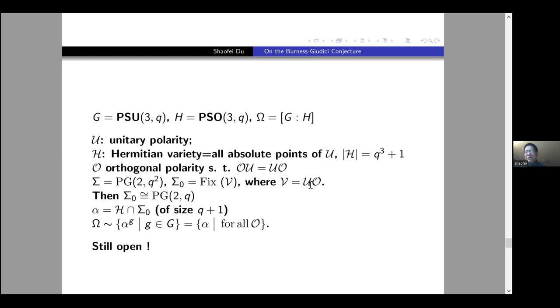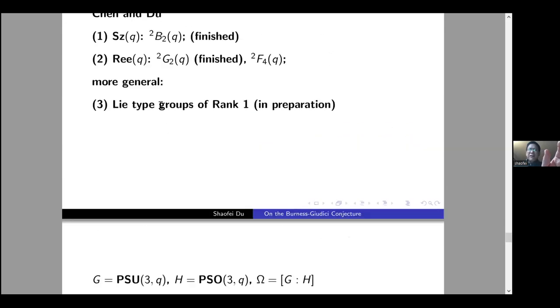You see that we have OU and UO. Then we can check sigma zero as the projective geometry over F_q. You take alpha as the intersection of H with sigma zero. This is a neighbor, this omega. Okay, omega can be identified with this number. Still, we cannot fix this group. It's so difficult. If we finish this, we can prove the conjecture for all Lie type groups of rank one.